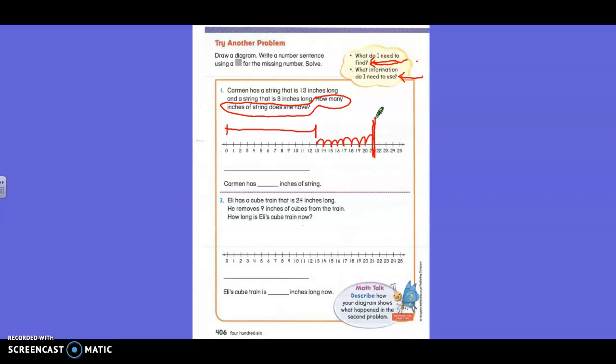Why are you starting right here at 5? You got to 13. You go to the 13. Erase all of this. Okay. Now we need to write our problem. What's our number problem? Lena? 13.